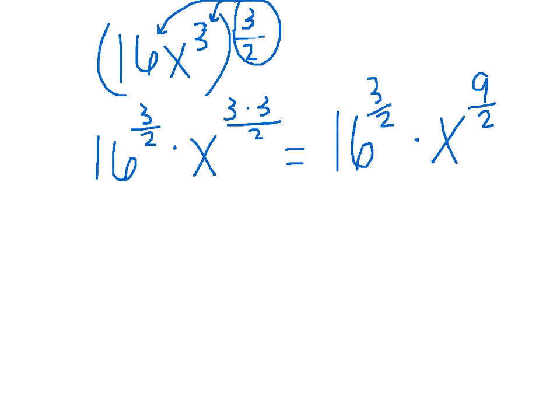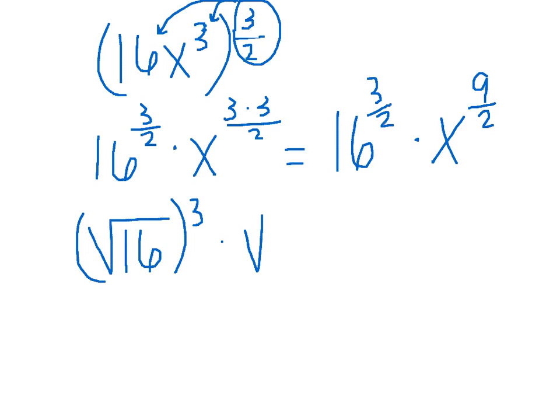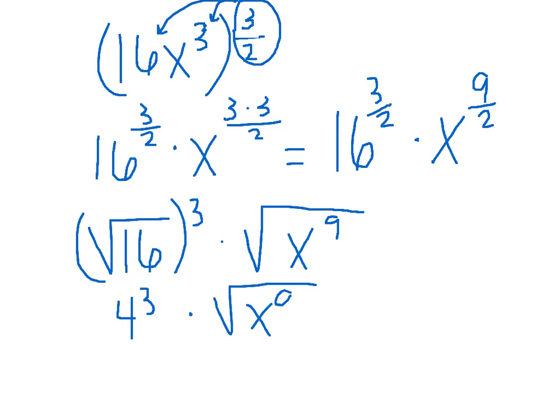And then 16 is just a regular old number. If I think about what it really means to have a 3/2 power, if I think about this in radical form, we have the square root of 16 cubed times, and I still have x to the 9 over 2. I'll go ahead and rewrite this one as a radical also. So I have x to the 9th underneath the radical. The square root of 16 is 4. So I really have 4 cubed times the square root of x to the 9th.